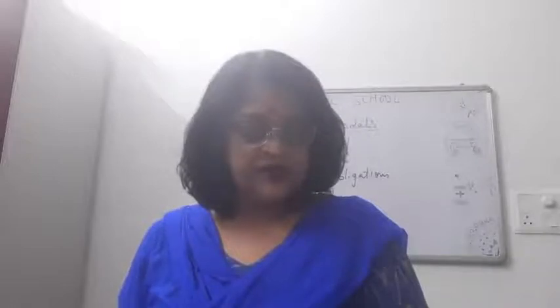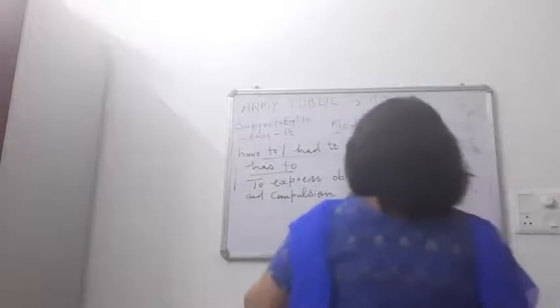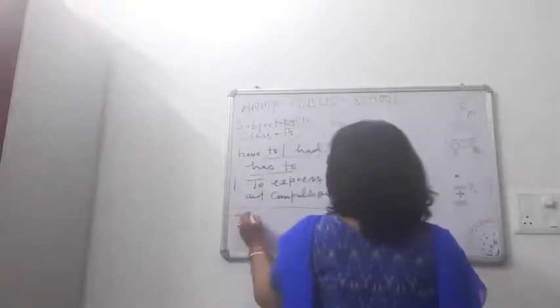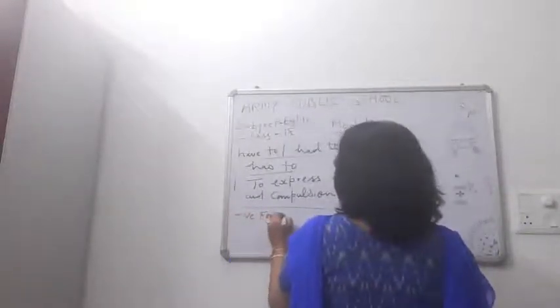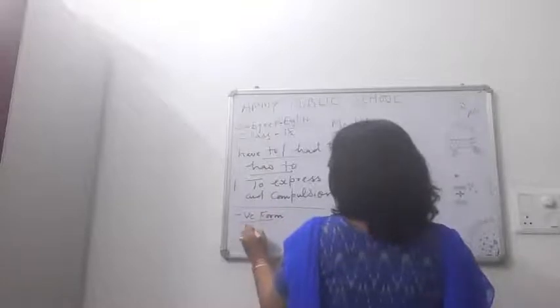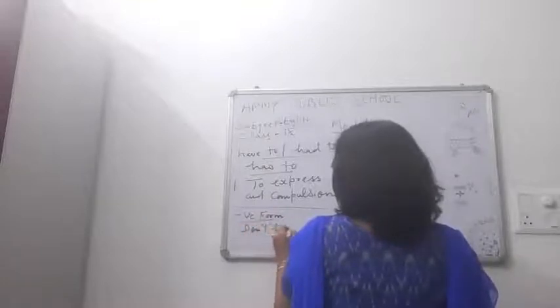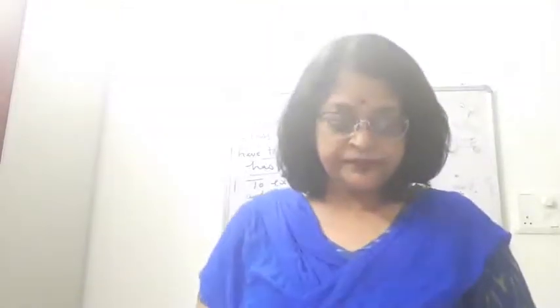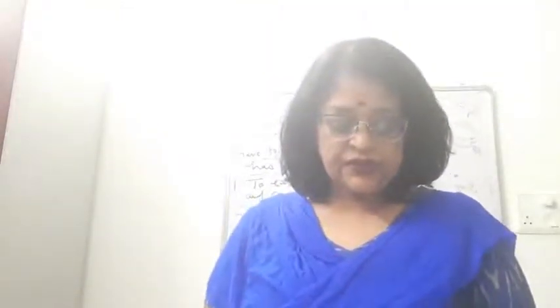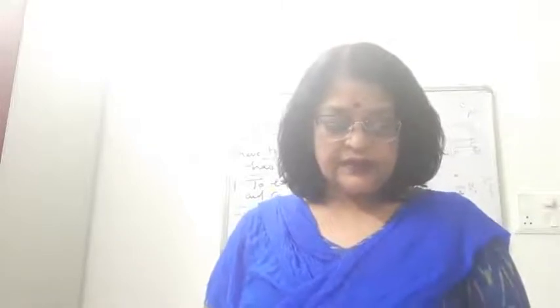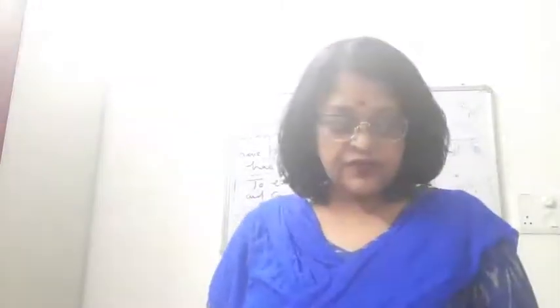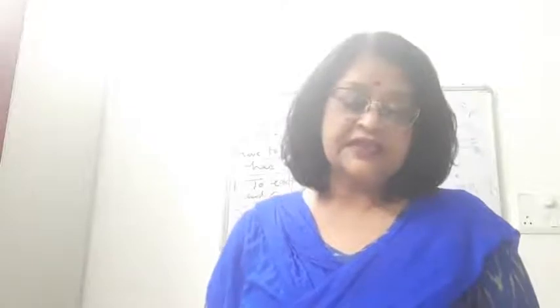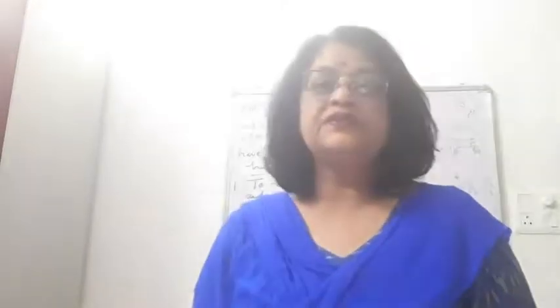Then children, what is the negative form of have to? The negative form is don't have to. It is used like, I don't have to cook the food at home today. She doesn't have to work till late at night. Okay, so this is all.